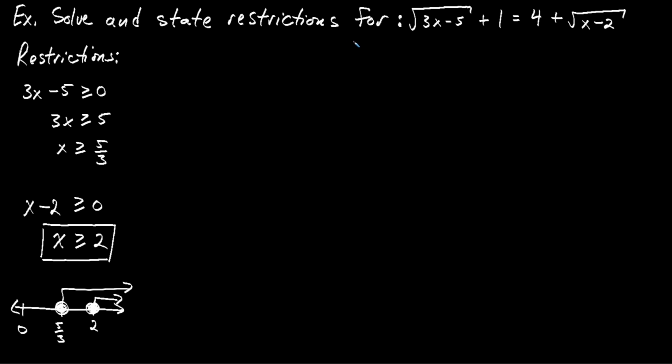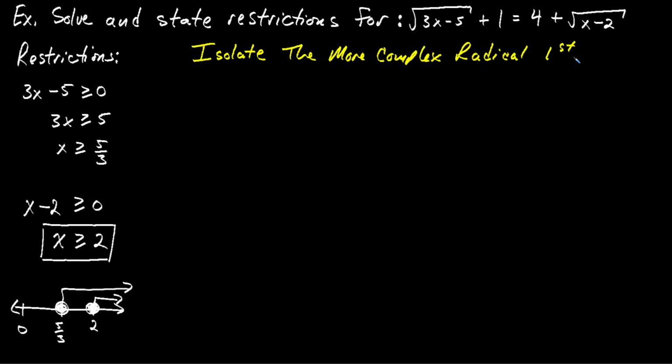We're going to do the same thing that we did before. We're going to isolate the more complex radical first. In this case, if you look at both of them, neither of them are great, but probably the worst one is going to be the root 3x minus 5. Okay, so when we isolate that, I'm just going to subtract 1 from both sides.